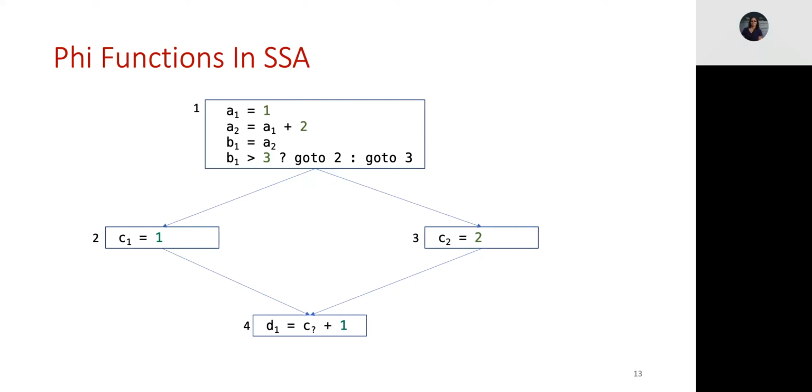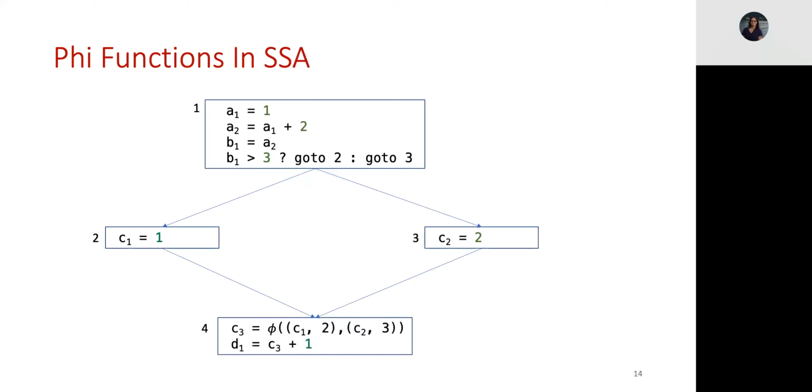And that's where we need a phi function to evaluate where exactly we got here from. So we insert a phi function, and the result of the phi function is assigned to a different variable, C sub 3, and then D sub 1 just takes C sub 3. So in this example, if we arrive from block 2, then pick C sub 1, and if we arrive from block 3, then pick C sub 2, and assign that to C sub 3, and D sub 1 equals C sub 3 plus 1.